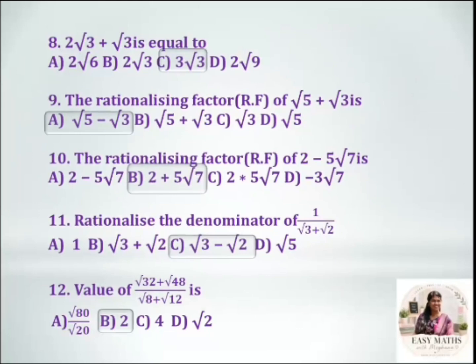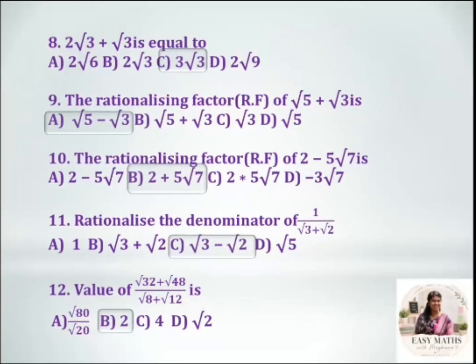is equal to a square minus b square. If you solve, you will get root 3 minus root 2 in the numerator divided by root 3 whole square is 3, root 2 whole square is 2. So 3 minus 2 is 1. So you will get root 3 minus root 2 as the answer. So the correct answer for question number 11 is option C.